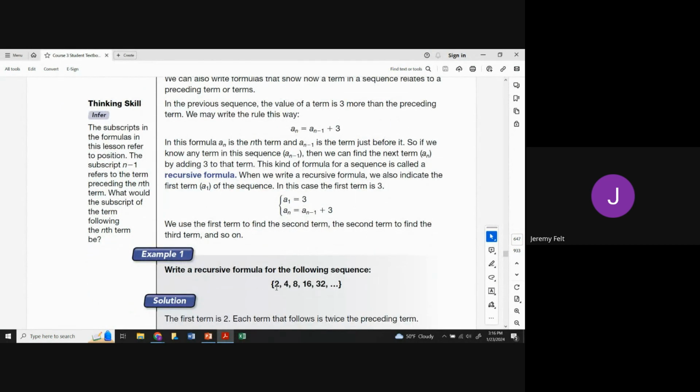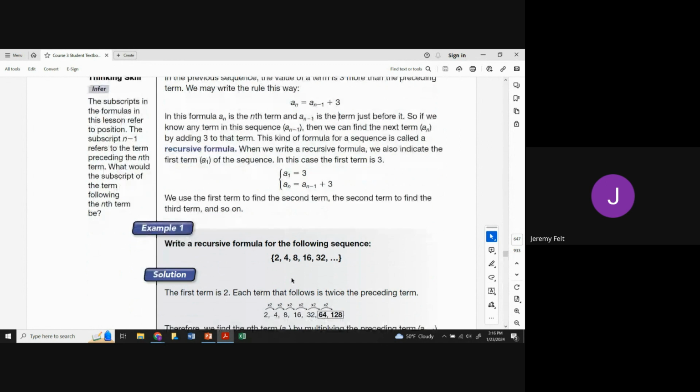Write a recursive formula for the following: 2, 4, 8, 16, 32. Well, let's first see what's going on. 2 plus 2 is 4, but 4 plus 2 is not 8. 2 times 2 is 4. 4 times 2 is 8. 8 times 2 is 16. Okay, since it's worked out for more than just 2 of the values, we think we have what we're looking at. So 2 times 2 times 2 times 2 times 2.